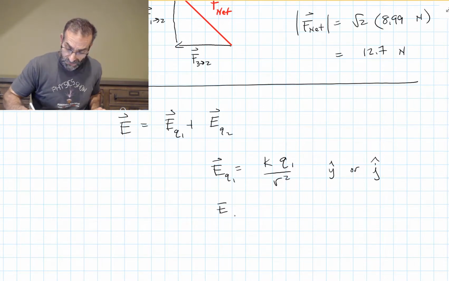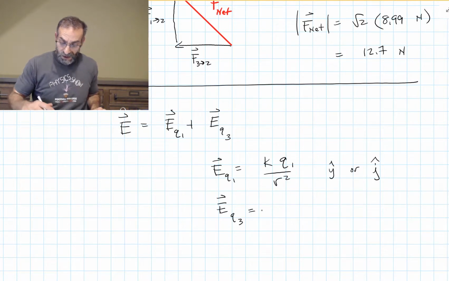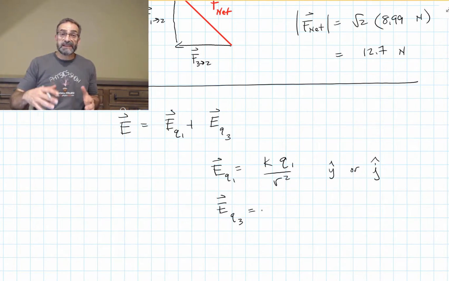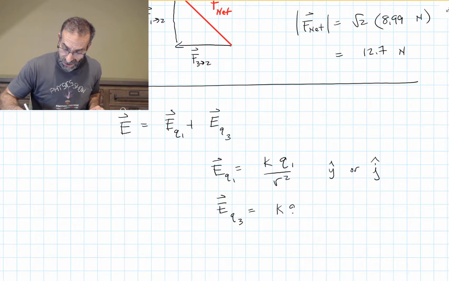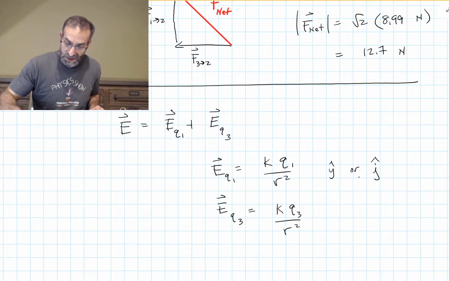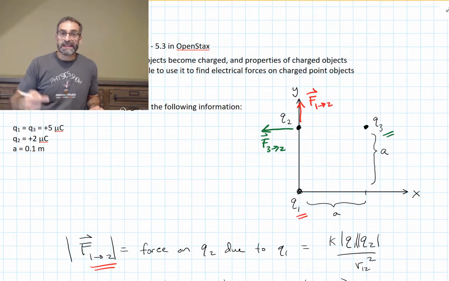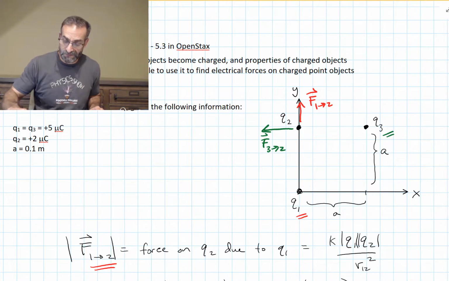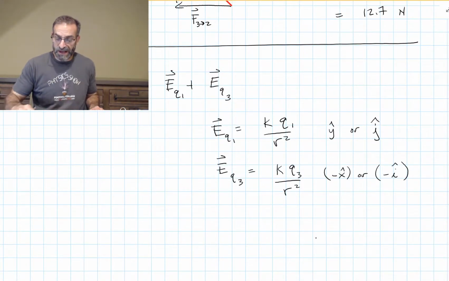The other one, this should be a Q3. Q3 is also contributing to the net electric field at the location of Q2. And it's going to be K times Q3 over its distance squared. And it's going to be pointing away from Q3. It's going to be pointing in the negative x direction. Using our unit vector notation, it will be minus x hat or minus i hat.